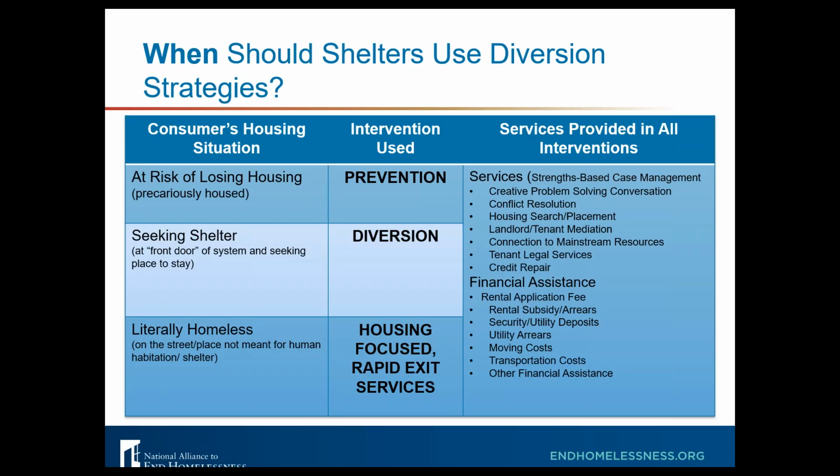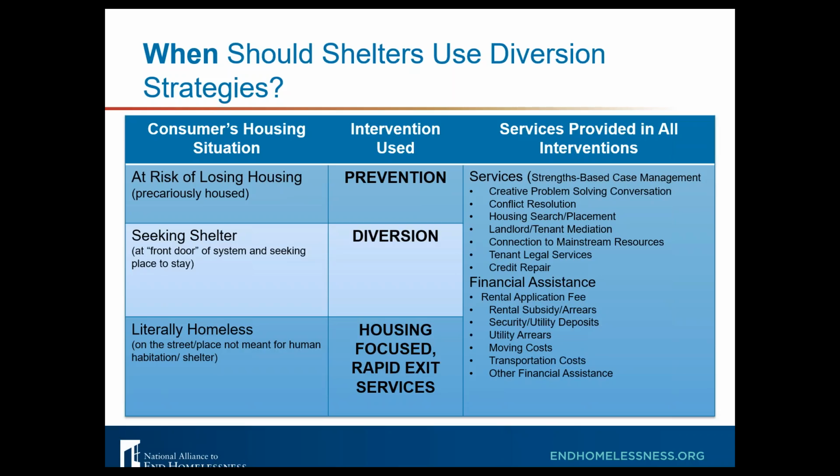This chart shows the differences between traditional prevention, you can see there at the top left, at risk of losing housing, diversion, and housing-focused rapid exit services that you should employ when someone is already in shelter. Someone who needs prevention assistance is at risk of losing housing and precariously housed, but is not necessarily seeking shelter. You might have someone coming to you who needs eviction prevention help, but they're not seeking shelter necessarily. It's something further upstream.